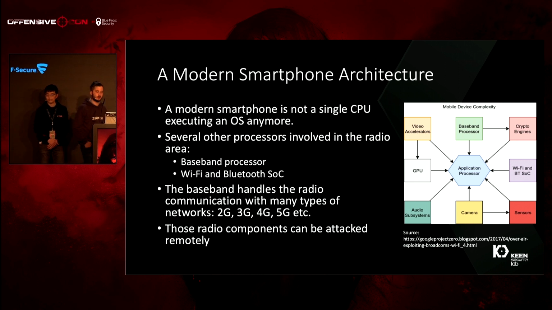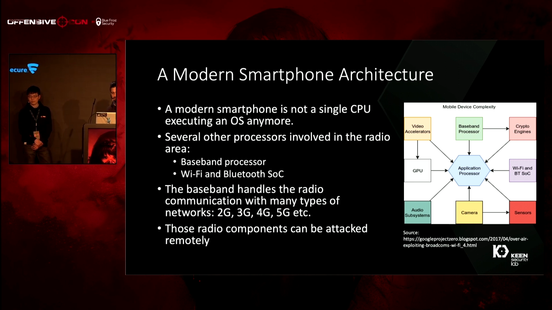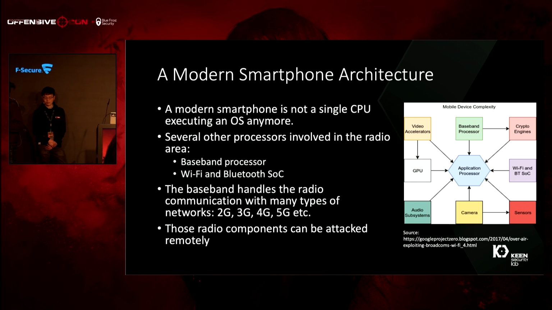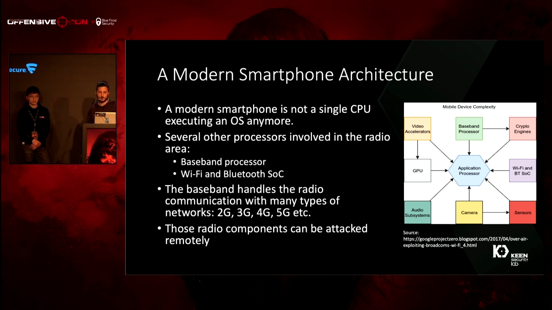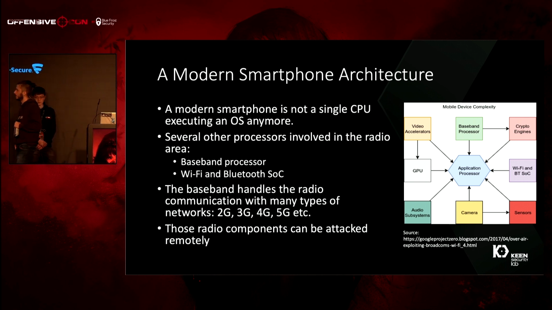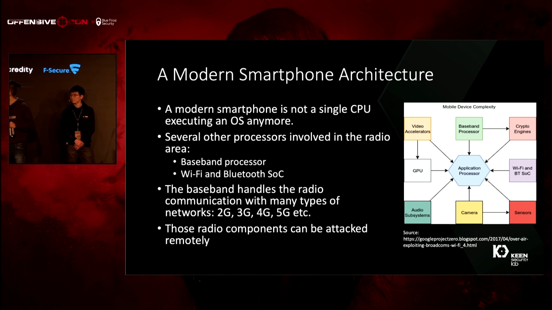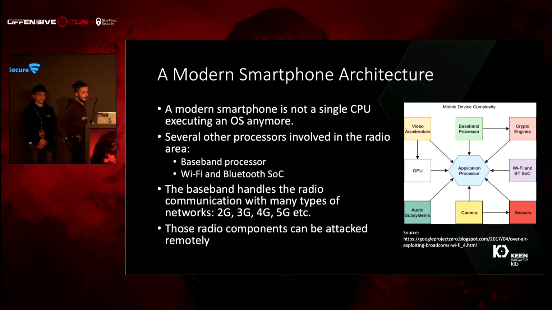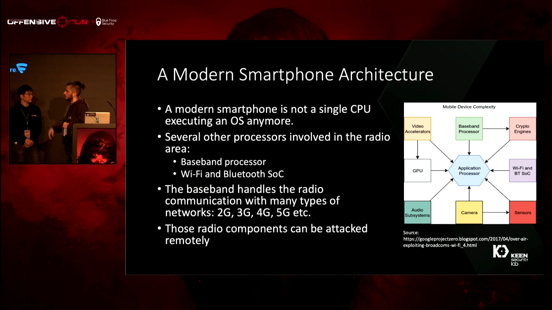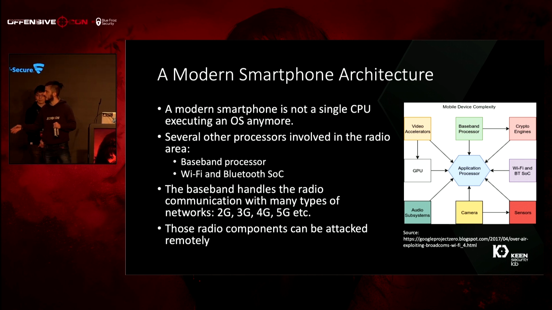This picture is a summary of a mobile smartphone, because now a mobile phone is not anymore a single CPU and some RAM and memory executing software. Now these kinds of devices are more and more complex. You have at least 3 CPUs on it. The first one is, of course, the application processor, which runs Android or iOS. Then you have the baseband processor, which is the modem, which we will cover in this talk. And then you maybe have a Wi-Fi system on chip. And the baseband handles the mobile network, so 2G, 4G, etc. And this kind of component can be attacked remotely.